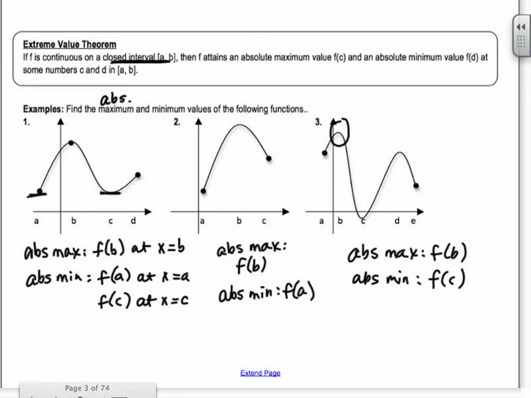Would f of d be the local max? f of d would be a local. But would you guys see that, on this one, this would be a local min and absolute min. This would be a local min. This would be a local and absolute max. So you have to check the endpoints as well. So on 3, the endpoints would be minimums, right?